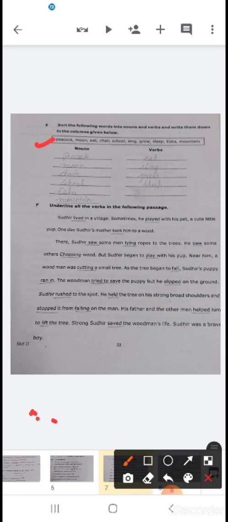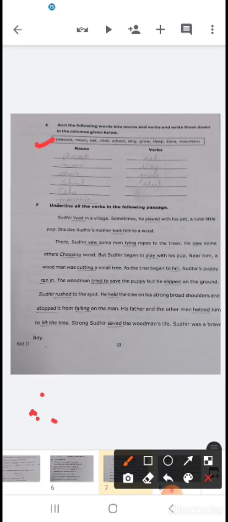Now the next is underline all the verbs in the following passage. You have to underline all the verbs in this passage. So read the passage first. Sudhir lived in a village. Sometimes he played with his pet, a cute little pup. One day Sudhir's mother took him to a wood. So in this paragraph, lived, played and took show the actions. So we underline these three words in this paragraph.